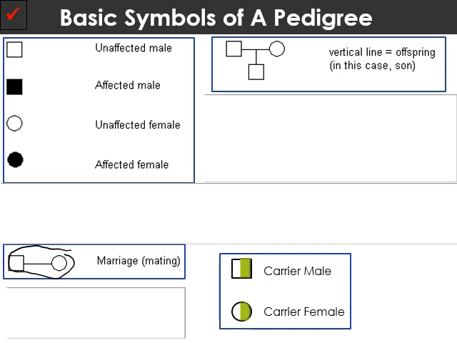The final thing we have to consider is if the individual's box or circle is shaded in halfway. If only half of it is shaded in, like we have down here, that denotes a carrier male. They won't show the trait, but they could pass it on. And same thing for the females. Using these symbols, that'll give you exactly what you need to build a pedigree.